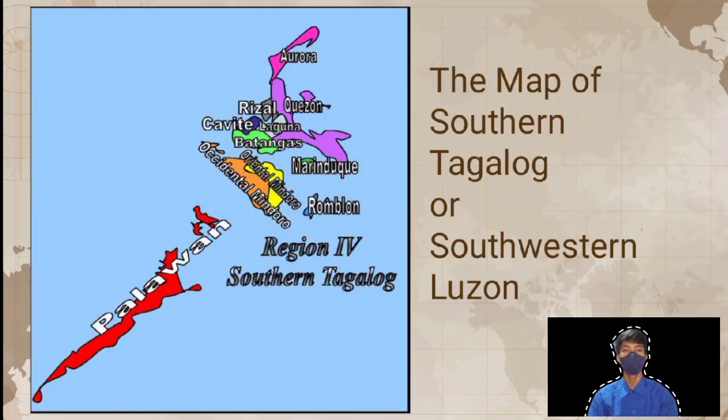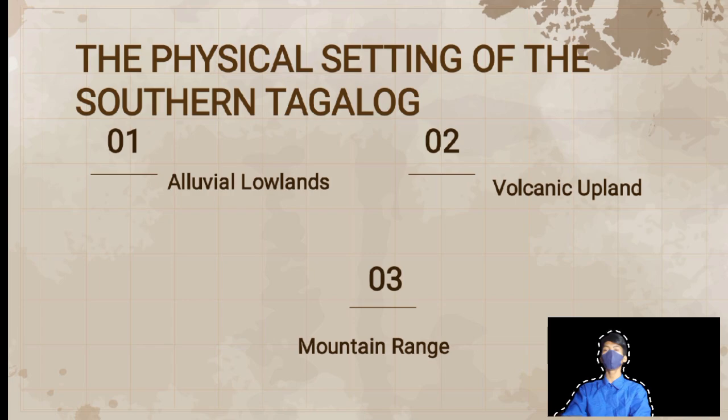In this slide, we can see the map of Southern Tagalog or Southwestern Luzon. As you have noticed, Aurora Province is located in the southern part of the region, while Palawan is located in the western part of the region. Moving forward, let us look at the physical setting of the Southern Tagalog.